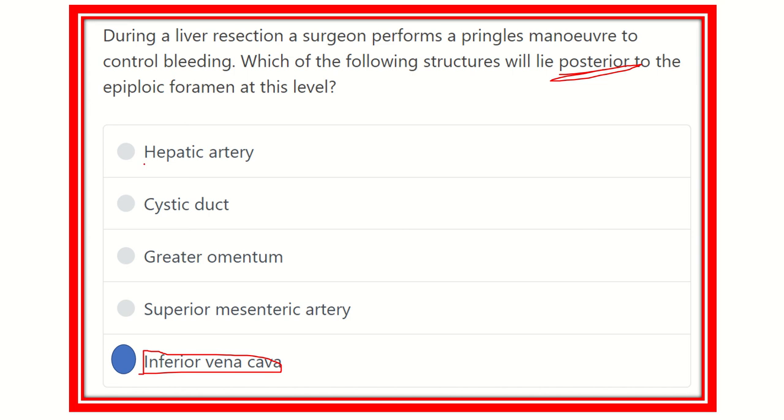The other options here, such as the hepatic artery, form the anterior boundary. The cystic duct does not form the posterior boundary either. The greater omentum is not related to this epiploic foramen, and the superior mesenteric artery is also not related to the epiploic foramen. So our final answer: the inferior vena cava forms the posterior wall or posterior boundary of the epiploic foramen.